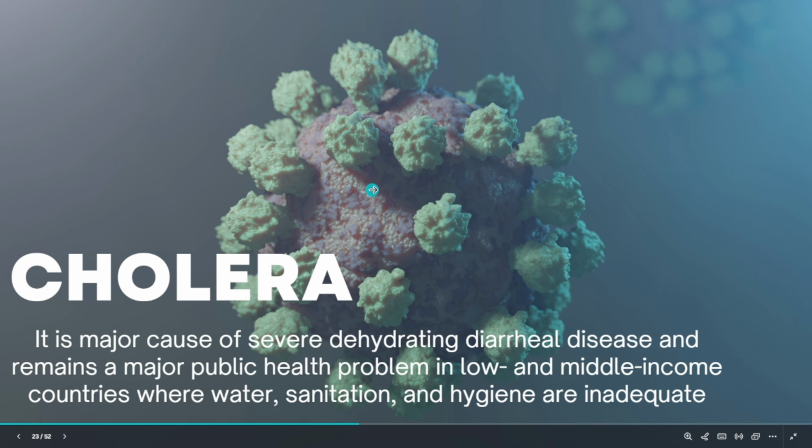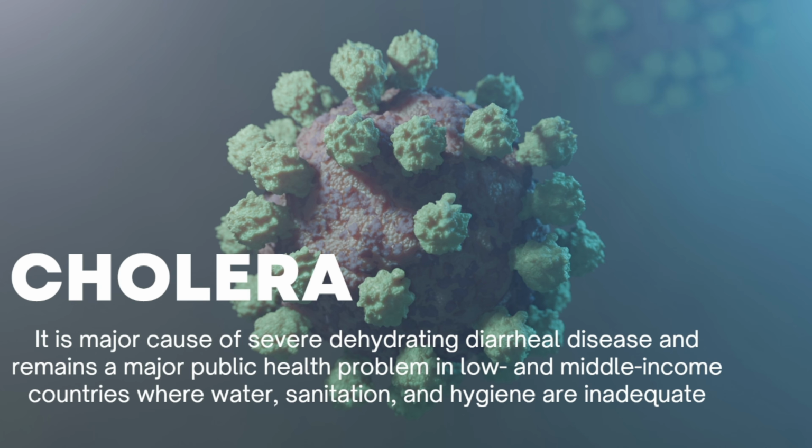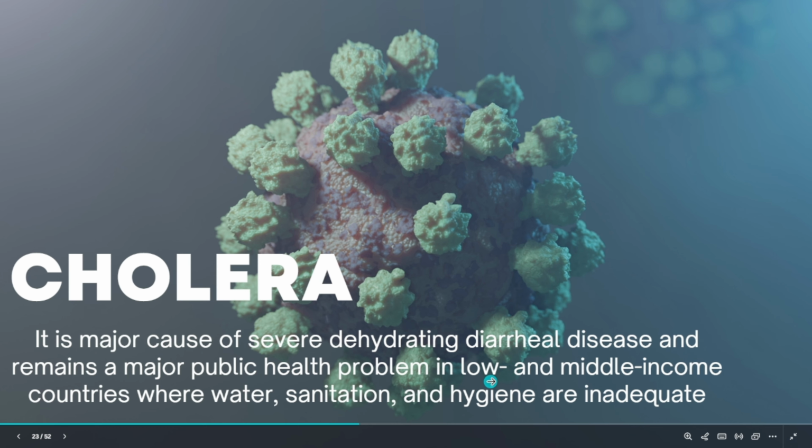Because this disease is transmitted through contaminated water and food. If your water is clean and your food is clean, this disease cannot be transmitted. So this is a dehydrating diarrheal disease that remains a major public health problem in low and middle income countries, especially low income countries, where water, sanitation and hygiene techniques are inadequate.